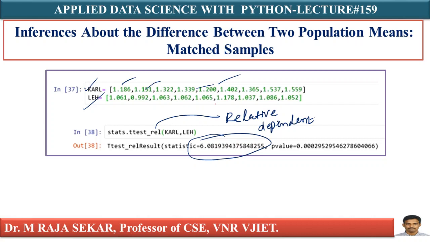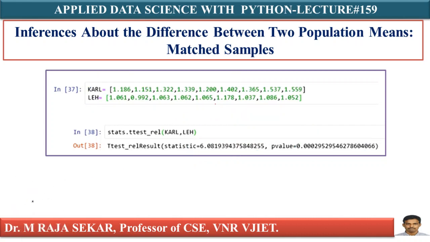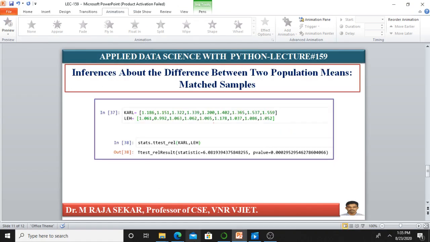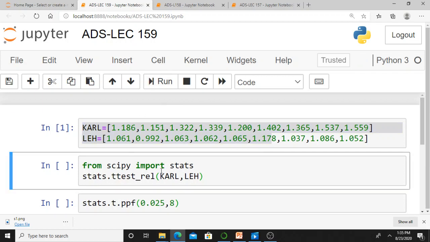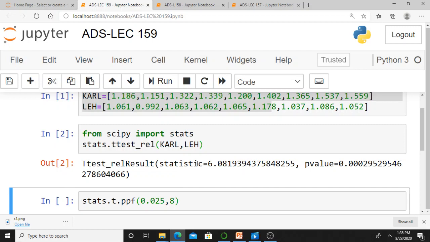This is 6.08, and this is the p-value. Anyway, I need not discuss again and again. We will go to the Jupyter notebook and you can check whether it is correct or not. Let me go to the Jupyter notebook. See this. This is the Carl method. This is the Lehigh method. I collected this data and I am reading it. Stats t-test REL. I already explained what REL is: relative means dependent samples. For dependent samples, I am calculating this. This is 6.08, isn't it?